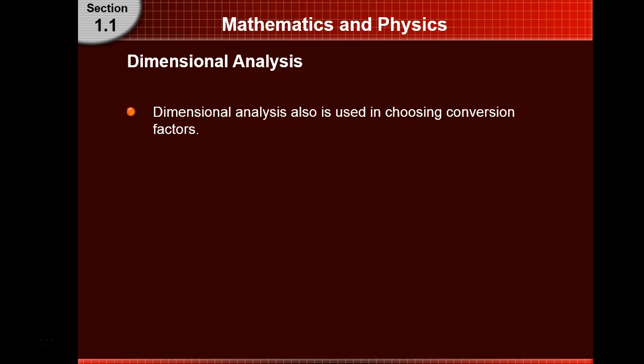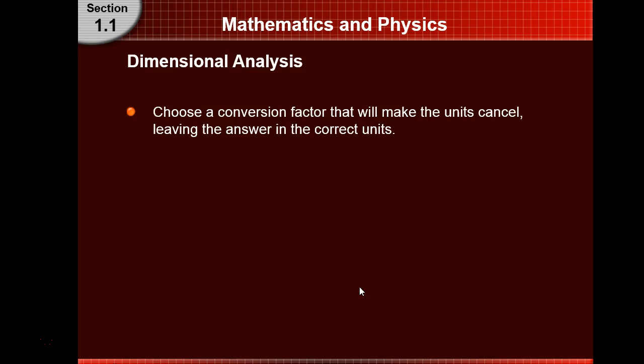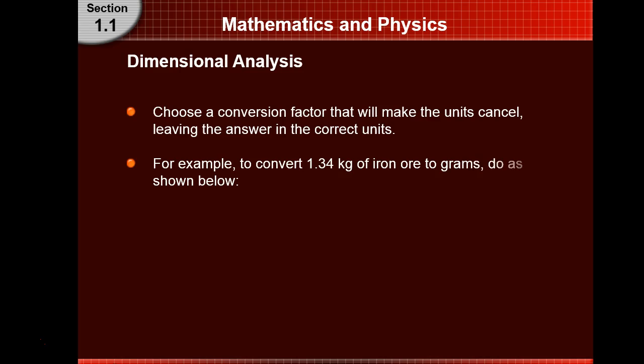Dimensional analysis also is used in choosing conversion factors. A conversion factor is a multiplier equal to 1. We learned this last year. I hope you remember this. For example, 1 kilogram equals 1,000 grams, so you can construct the following conversion factors. That is what we did last year as well. So you choose the appropriate conversion factors so that your units will cancel properly.